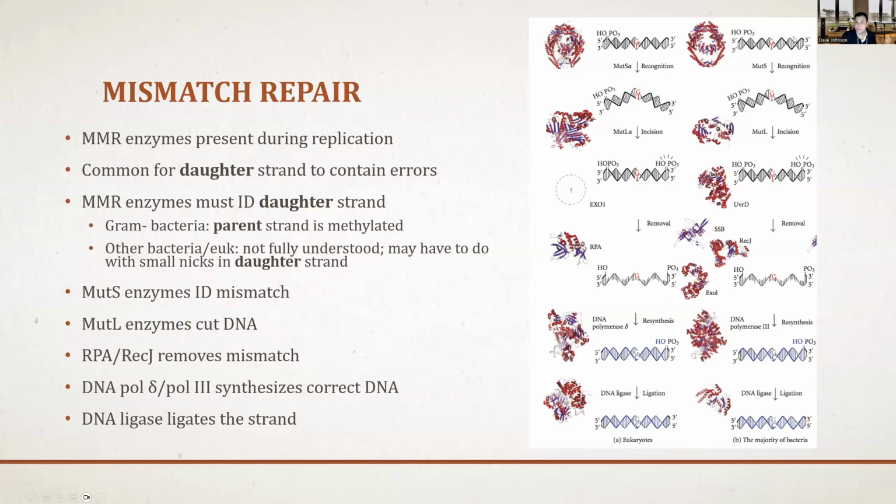So in both groups, Mut-S and Mut-L recognize and cut. Over here, you're going to have RPA and RecJ, RPA in eukaryotes, RecJ in prokaryotes, physically removing. And then you're going to have DNA pol delta or DNA pol 3 come in and resynthesize. And then in both species, a DNA ligase is going to come in. They are technically different enzymes, but they do the same thing. DNA ligase comes in and it's going to fix the backbone. And now you've repaired that mismatch.